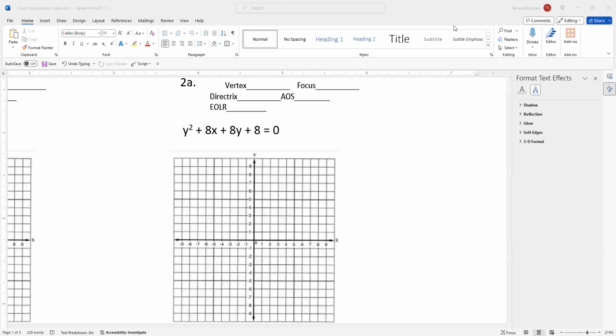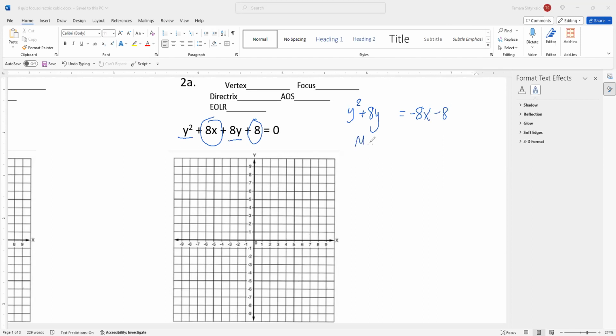Okay, so now we're going to graph this, but you're going to see that we have to complete the square first. So if that has a y, that has a y, that will stay. This does not have a y, this does not have a y, that will move. So we'll have y squared plus 8y on one side, negative 8x minus 8 on the other side.